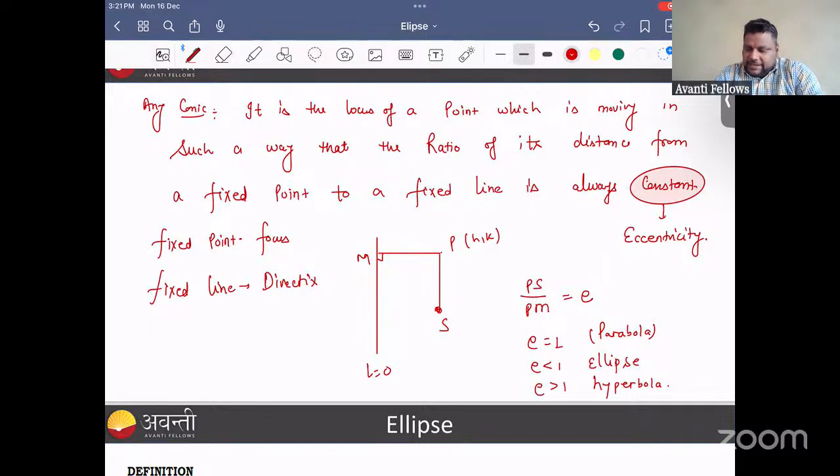So this PS upon PM is E, and this E is what we call eccentricity. For a particular ellipse or hyperbola, this eccentricity will be constant. For ellipse, it will be less than 1. For hyperbola, it will be more than 1. Shanmugh, understood? Peter? Yes, sir.